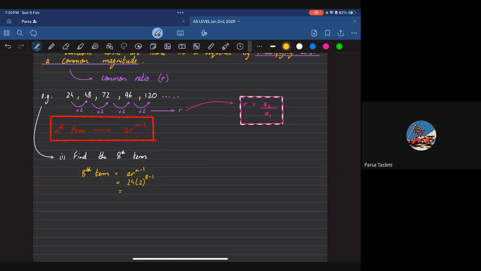Can you please tell me what's the answer? It's 24 times 2 to the power 7. It's 3072.